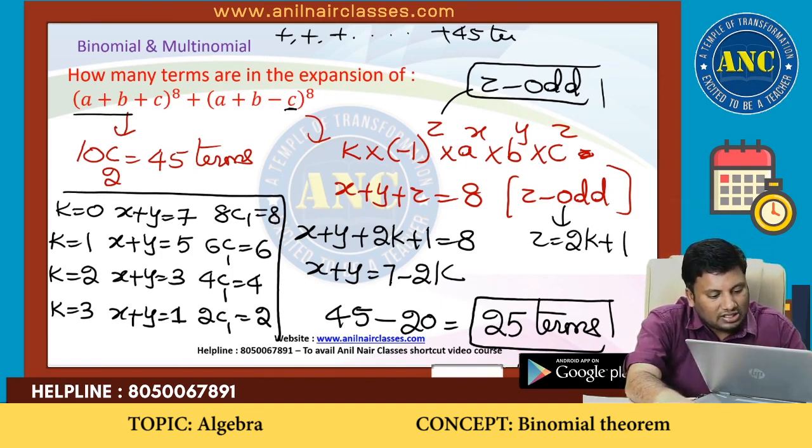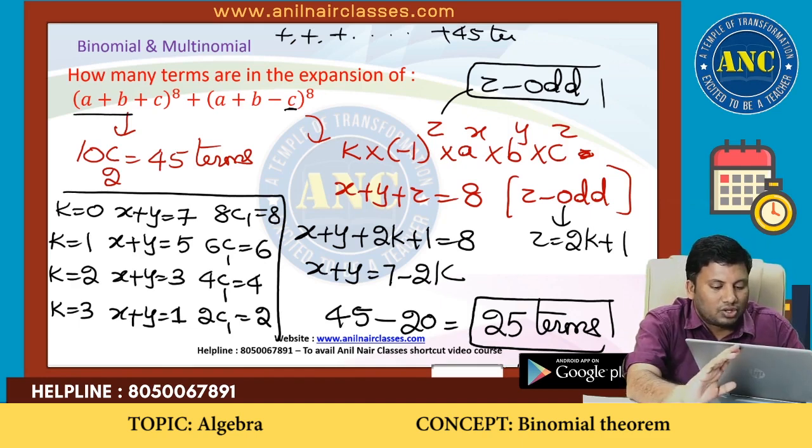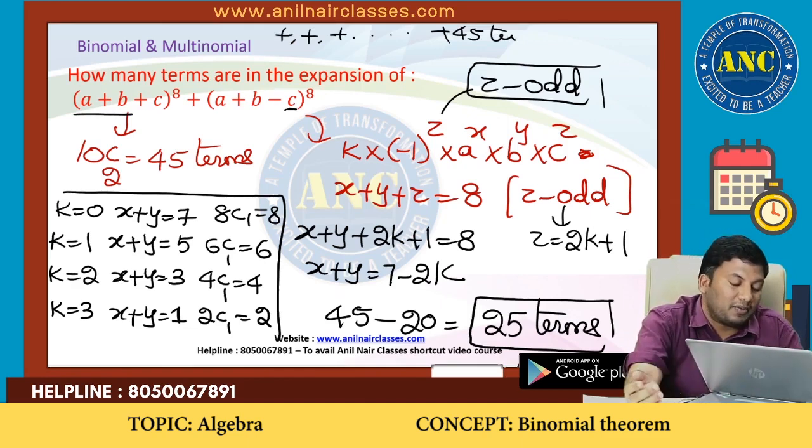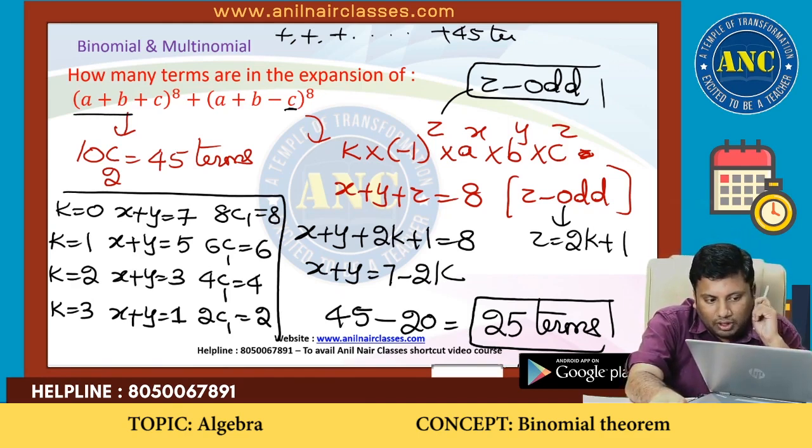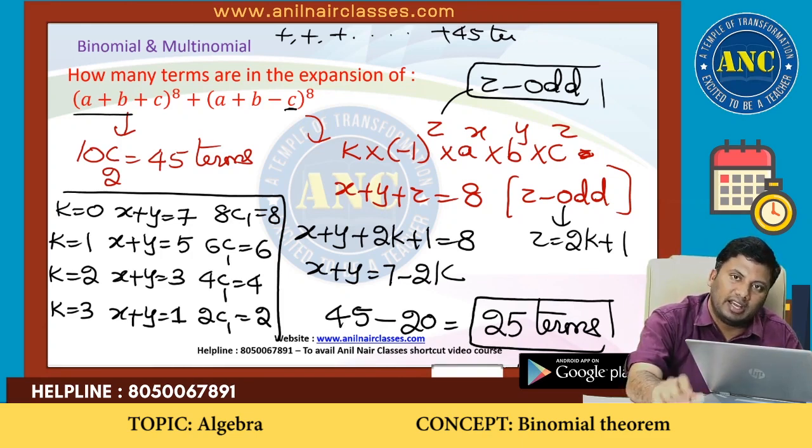If k is 0, x plus y is equivalent to 7. X and y are the powers. Powers can take 0. 7 plus 2, 9. There will be 8 gaps: 8, 6, 4, 2. I hope the idea is clear.